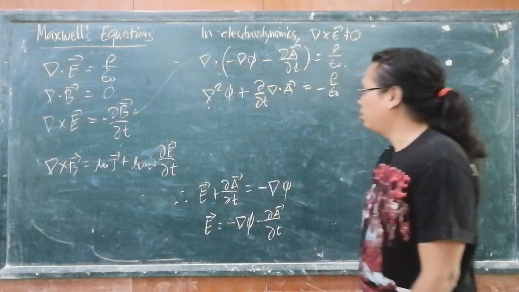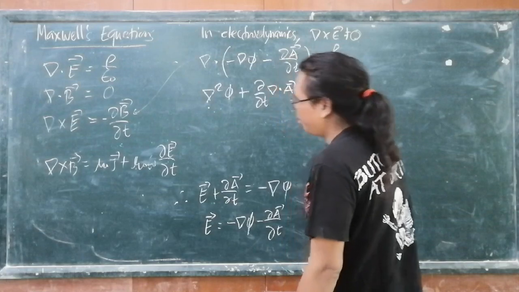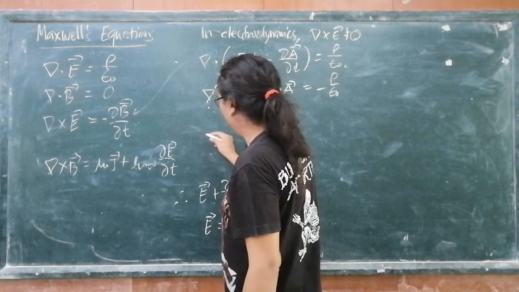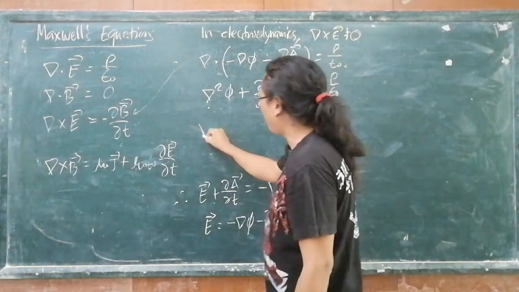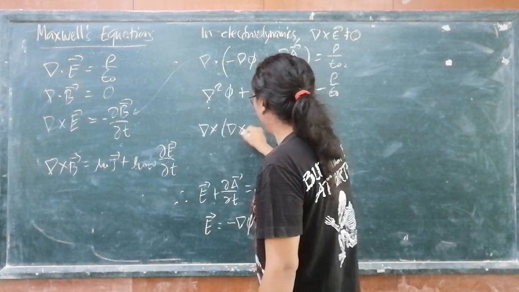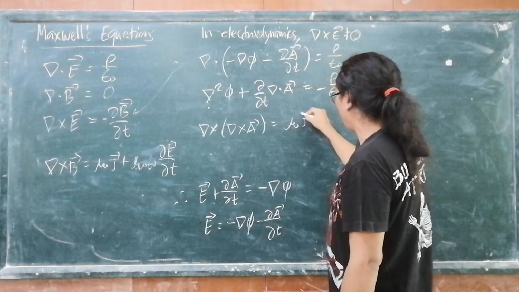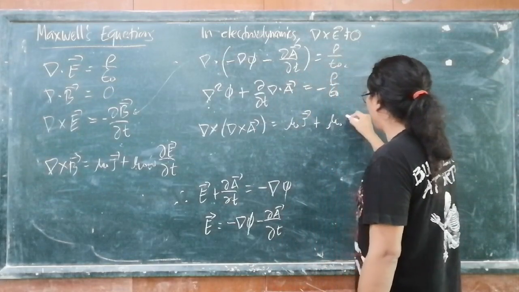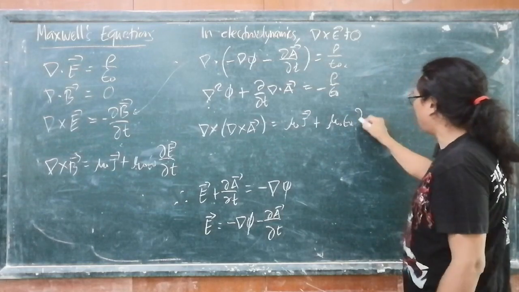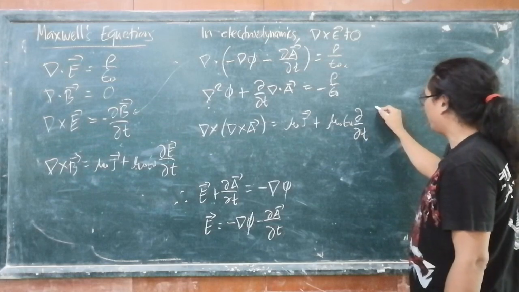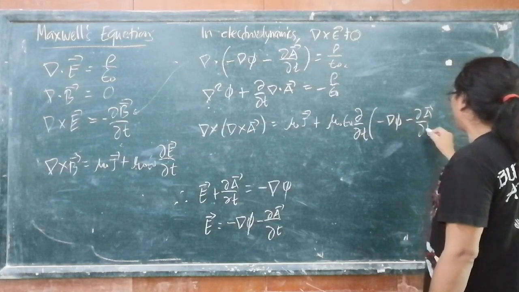How about the second equation? This one, the fourth equation. This would become, on this side here, we have, what's del cross B? What's B? That's del cross A. So ato pa, del cross A equals mu naught J plus mu naught epsilon naught times partial over partial T of what? This is minus del phi minus partial A over partial T.